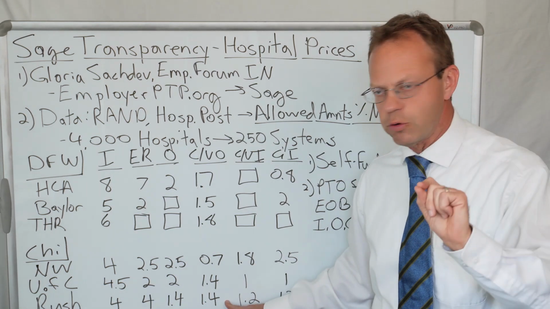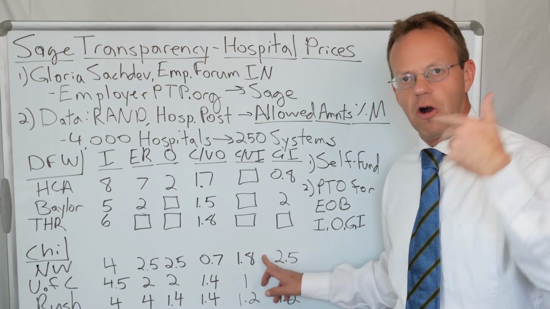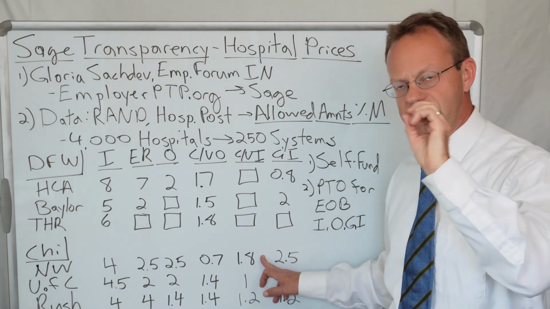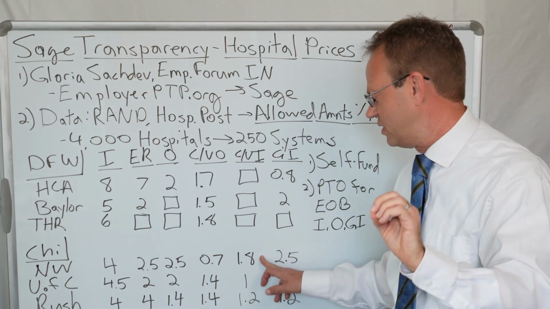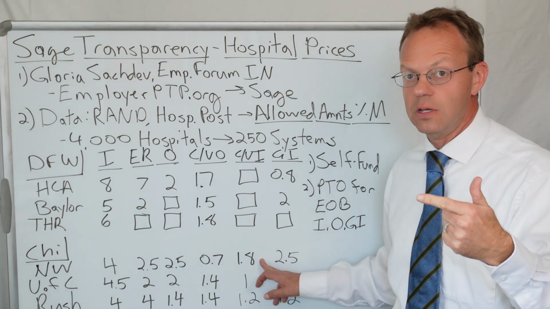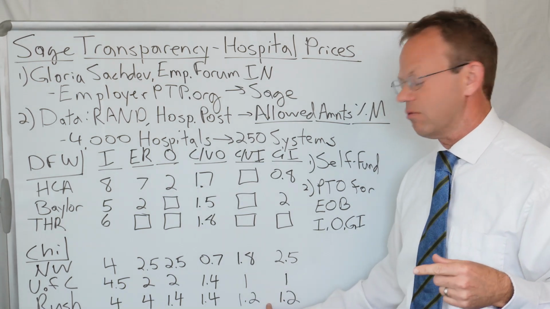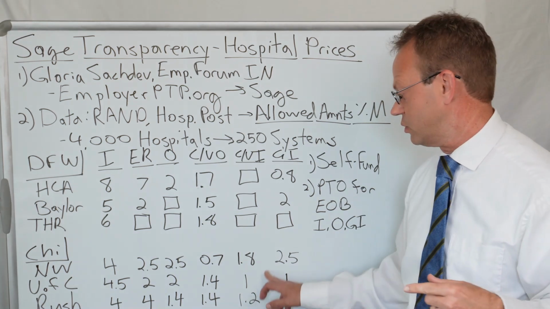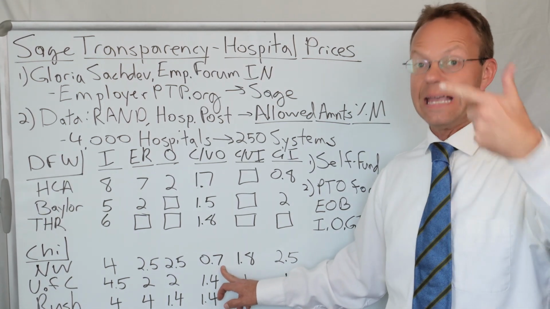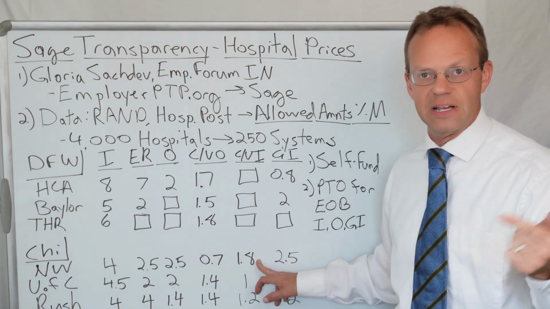Aha, however, look at Northwestern for cardiovascular inpatient services. If you get a cardiac cath or a CABG, if you get cardiovascular services at Northwestern as an inpatient, it's much more expensive. It's 1.8 times the Medicare rate. At University of Chicago, it's only 1 times the Medicare rate. At Rush, it's only 1.2 times the Medicare rate. So in other words, at Northwestern, they make the imaging cheap, but then when they actually have to do a procedure on you, they make it very expensive.